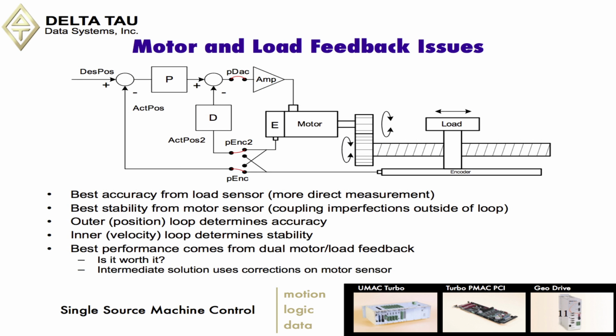So if we have a dual feedback motor, we have 2 encoders. There's an encoder on the load and an encoder on the motor. So pEnc is going to look at the encoder on the load, and pEnc2 is going to look at the encoder on the motor. So typically, if this was a commutated motor, PMAC is going to do all of its commutation off of the encoder on the back of the motor, but it's going to do all of its position control off of the encoder that's on the load.